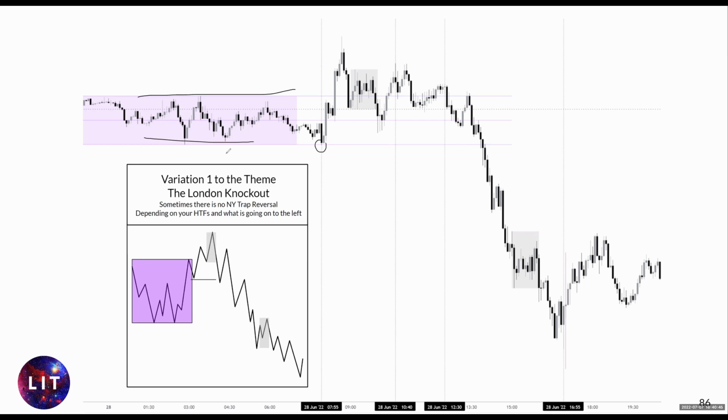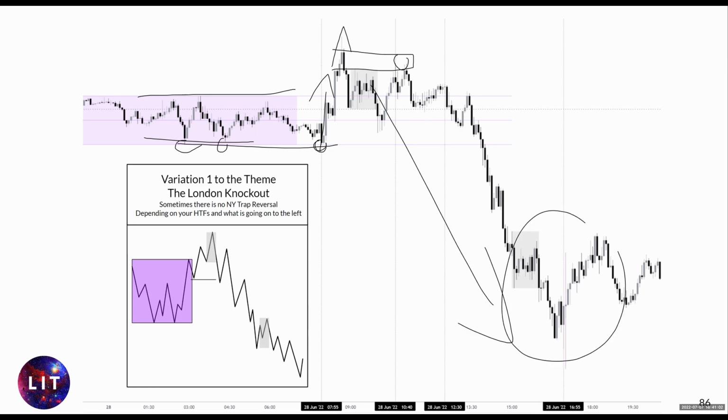What is this? Equal lows. Triple bottom. Smoking through it. London open plays. Again, what is going on here? Extreme mitigations getting tapped. Turns into London knockout. We had this day even on the other scenario, right?